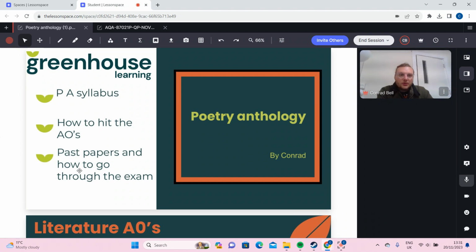So we had the one on unseen poetry, and this one uses a lot of those same techniques. So this is just all about poetry analysis. This one is tricky, mainly just because of the sheer amount of poems that the students have to learn. That can be very, very daunting for them.